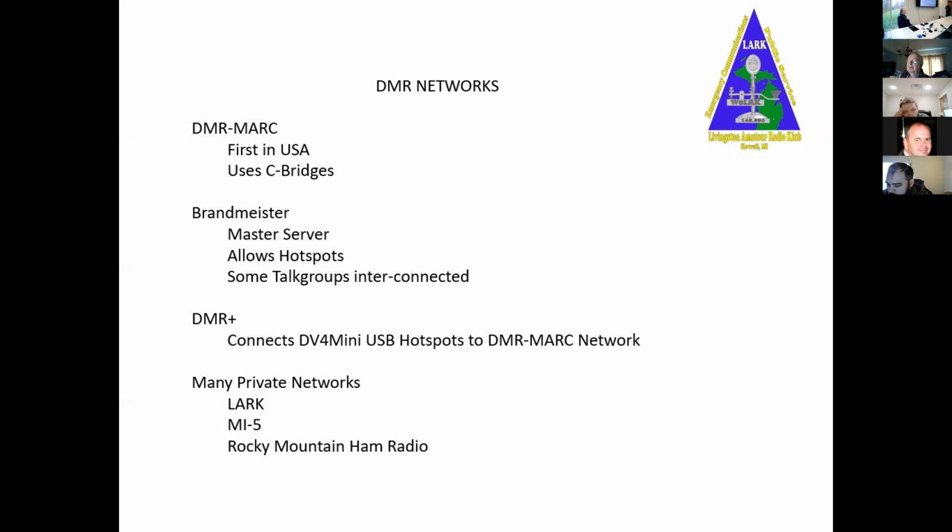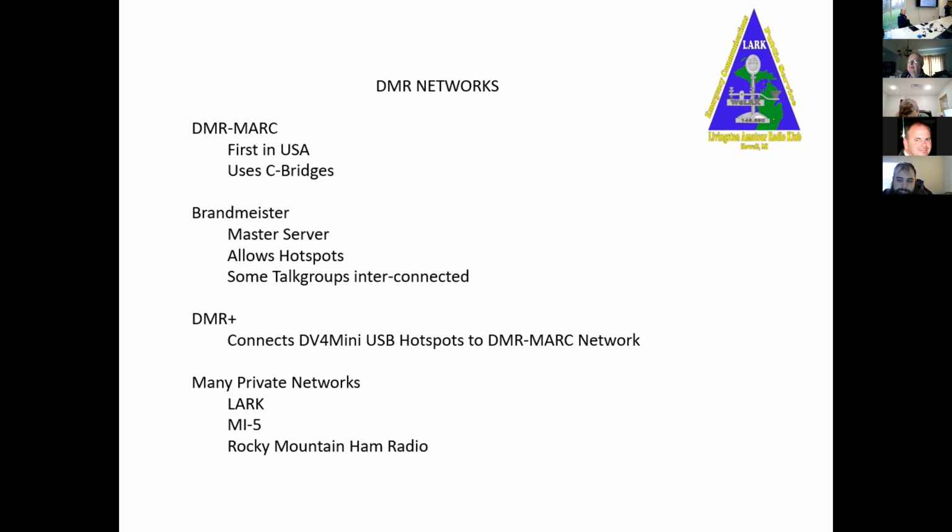There's one up north called MI5. Anybody know Fred? What is it? W8FSM, I think is his call. He works with the state, right? So his company builds all the MSPS for the digital police radios, and on those towers, he's allowed so much experimental bandwidth. So they've got a whole DMR network.